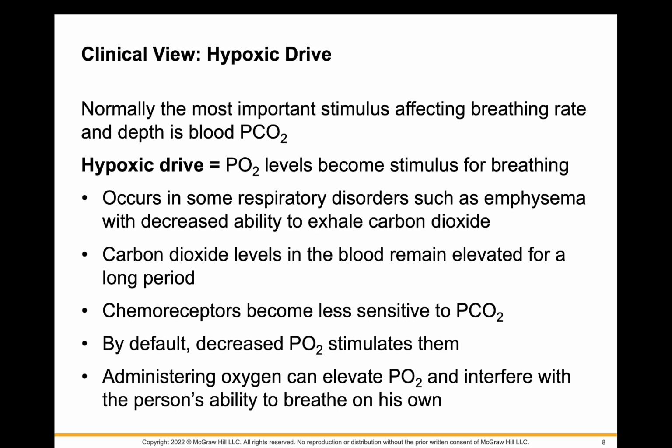In these individuals, carbon dioxide levels in the blood remain elevated for a very long period. So what this is indicating is that the chemoreceptors become less sensitive to the partial pressure of carbon dioxide. So now the only receptors that are left are those that actually detect a decrease in oxygen, and those are the peripheral chemoreceptors. Now, administering oxygen in these individuals can elevate the partial pressure of oxygen and actually interfere with the person's ability to breathe on their own.